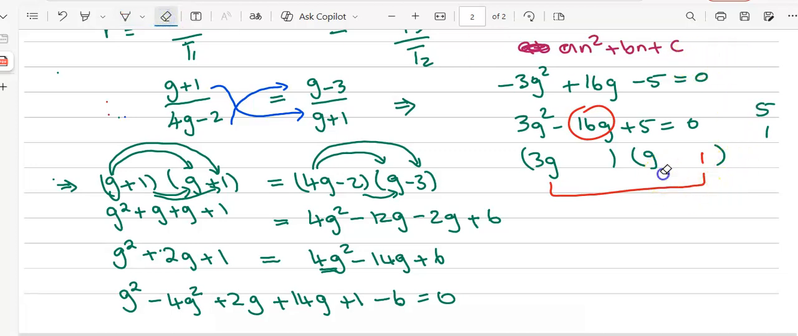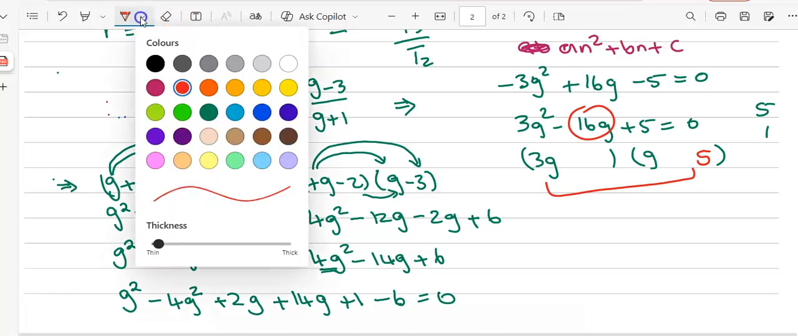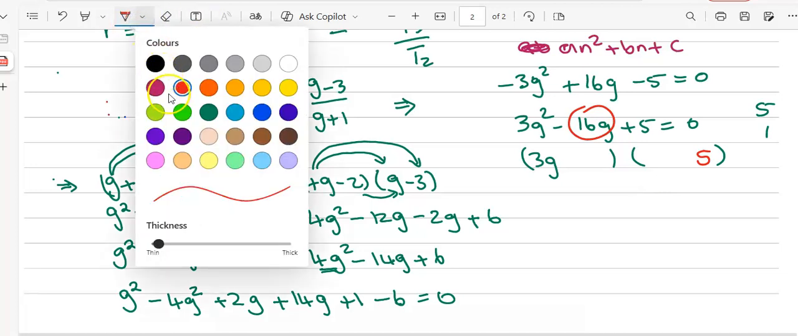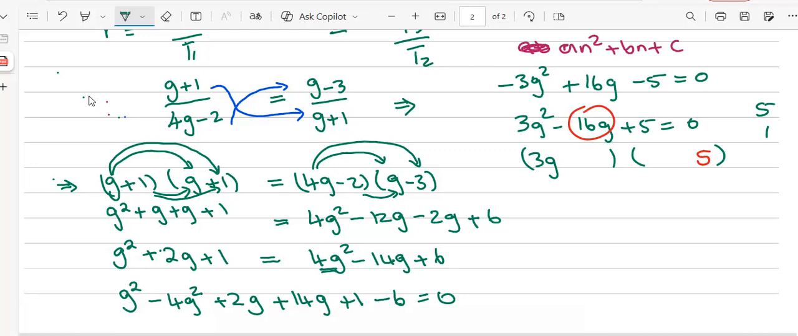We need to bring the 5 this other side. So what is 3 times 5? 15. Is 15 close to 16? Yes. It's close. So the 5 will go to the other side, and the 1 to this side. But remember, it is positive, meaning both of them should be negative. So this is equated to 0.